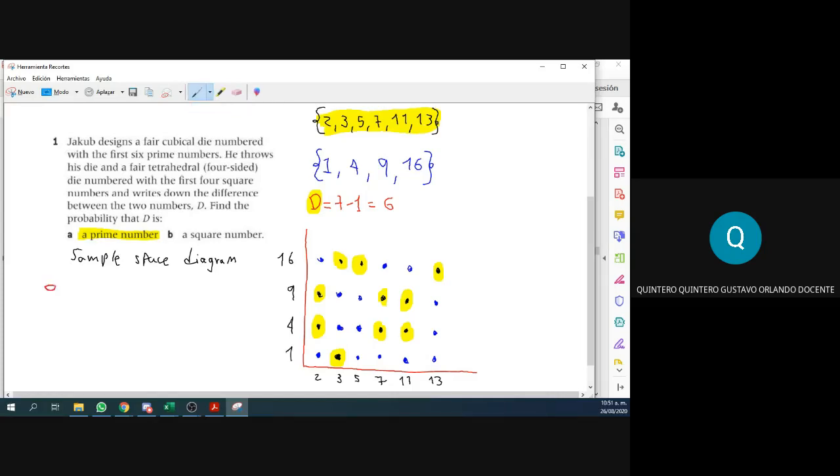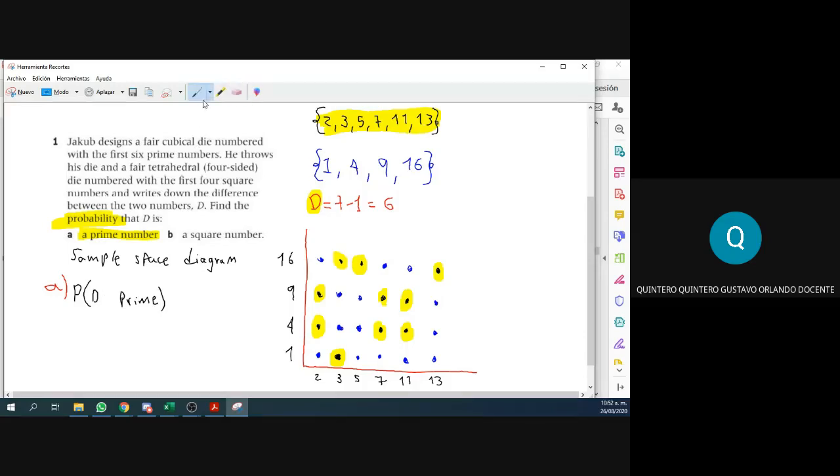Now we can answer the question. A. We want to find the probability that the difference is a prime number, right? And remember, probabilities are always the same. Success over the total, right? Oh, by the way, we can write this using notation. The probability that the difference is prime. The probability that D is prime.